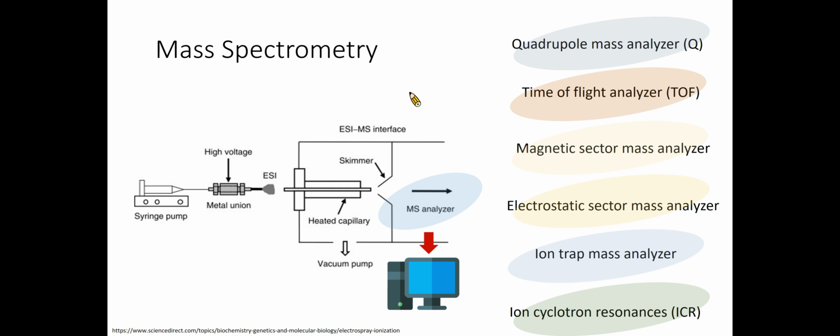There are six general types of mass analyzer that can be used for the separation of ions in mass spectrometry, including the quadrupole mass analyzer, time-of-flight analyzer, magnetic sector mass analyzer, electrostatic sector mass analyzer, ion trap mass analyzer, and ion cyclotron resonance.